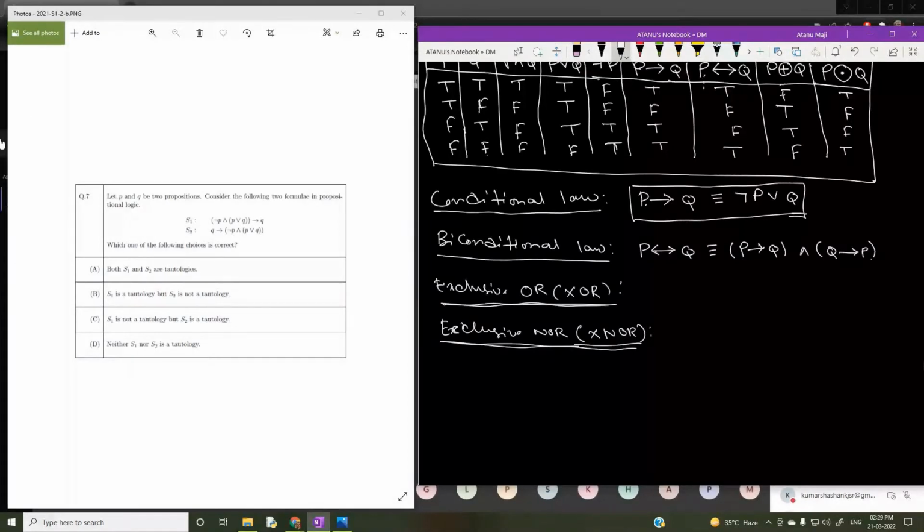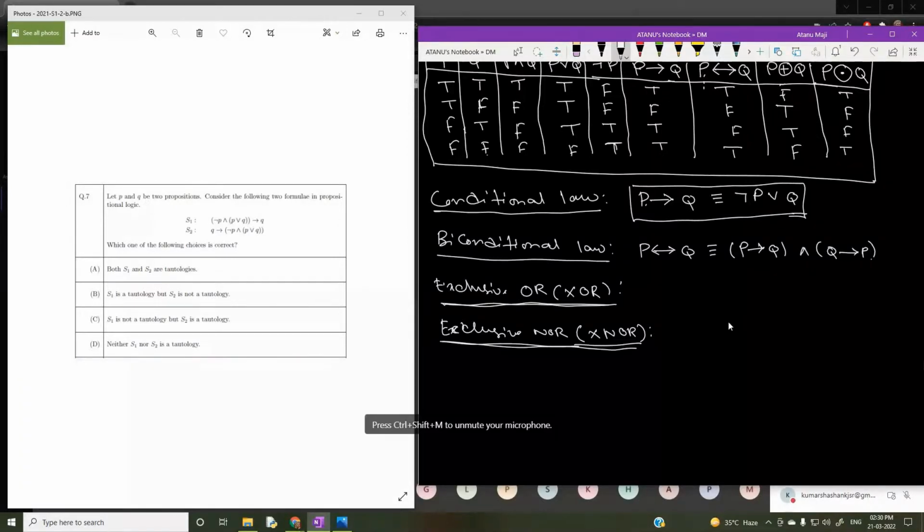So in this question, two expressions are given and they're asking which one is a tautology. That means if you make the truth table and any expression gives you all T output, we can say that expression is a tautology. Got it? Otherwise not.